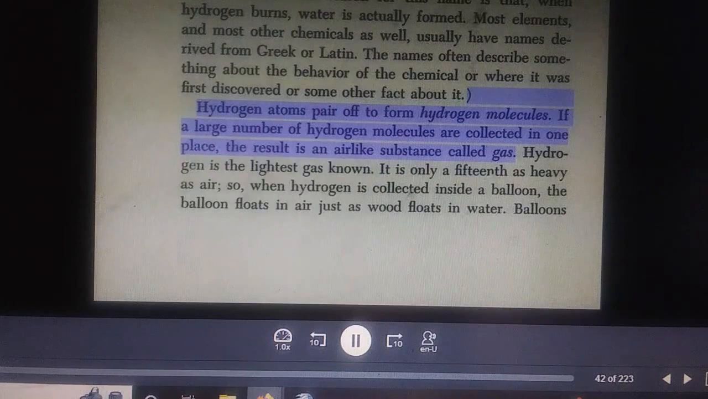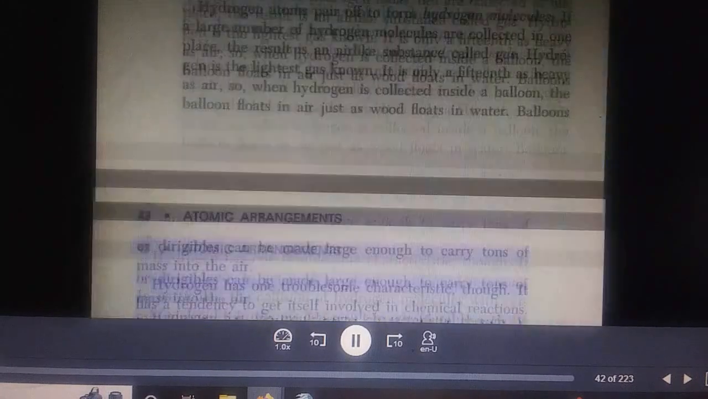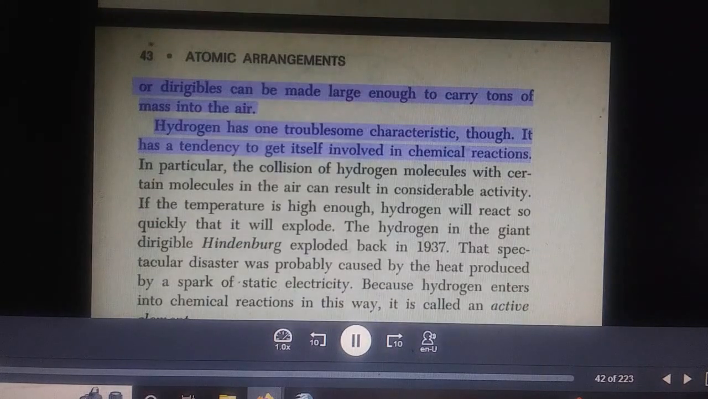Hydrogen atoms pair off to form hydrogen molecules. If a large number of hydrogen molecules are collected in one place, the result is an air-like substance called gas. Hydrogen is the lightest gas known. It is only a 15th as heavy as air, so, when hydrogen is collected inside a balloon, the balloon floats in air just as wood floats in water. Balloons or dirigibles can be made large enough to carry tons of mass into the air.